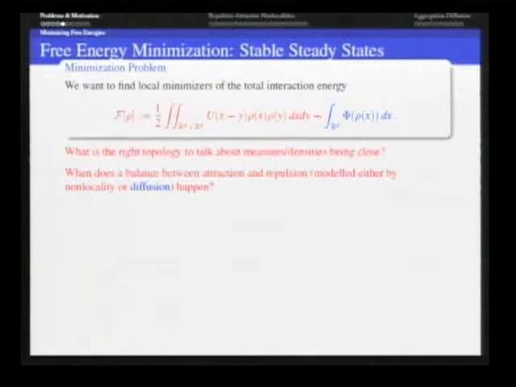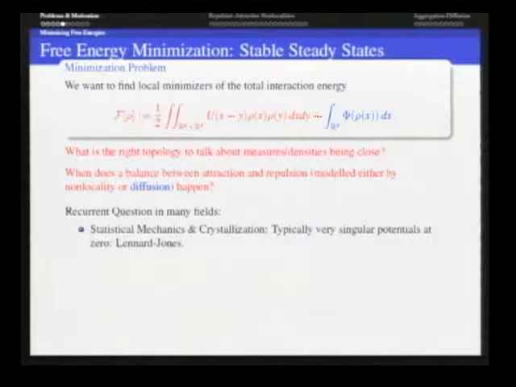Okay, so now we can fix a bit more the idea about this balance between different forces by looking just at the minimization of this free energy and think in terms of what has to happen between the balance between attraction and repulsion parts of this potential to have some non-trivial steady state, or if you have just an attractive potential, what is the balance between this attraction and this repulsion modeled by diffusion? Good. This is a very classical question, by the way, in many fields.